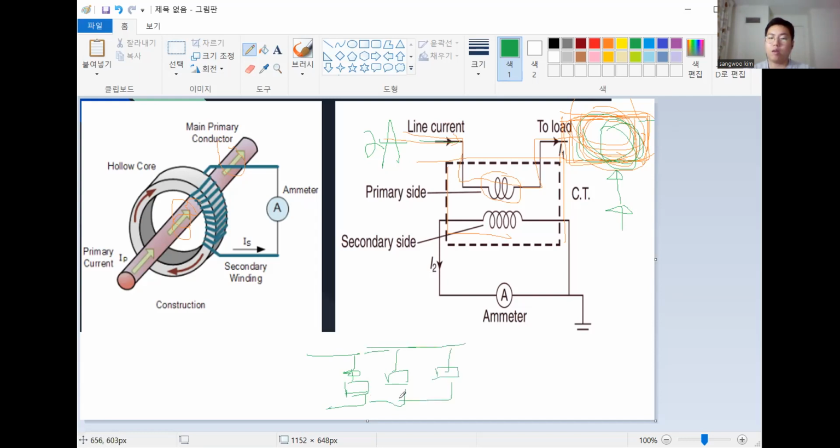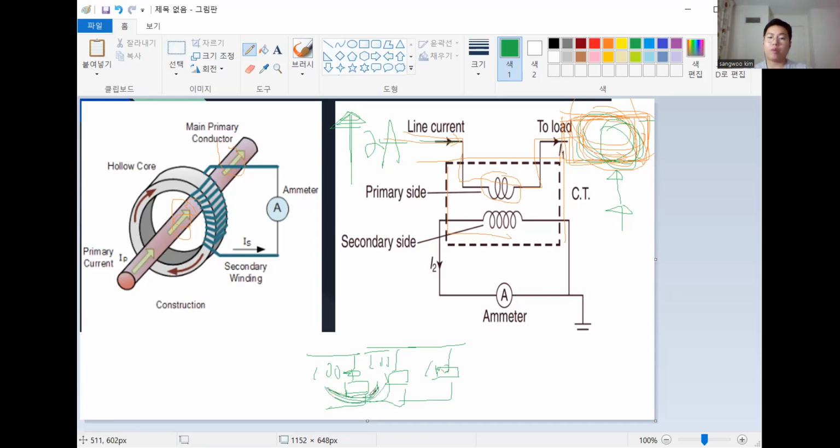Okay. Load is always connected in parallel in the real world, not series. So that's why when we add more load, the current is going to go up. For example, here, 100 ohm, just a load of 100 ohm.